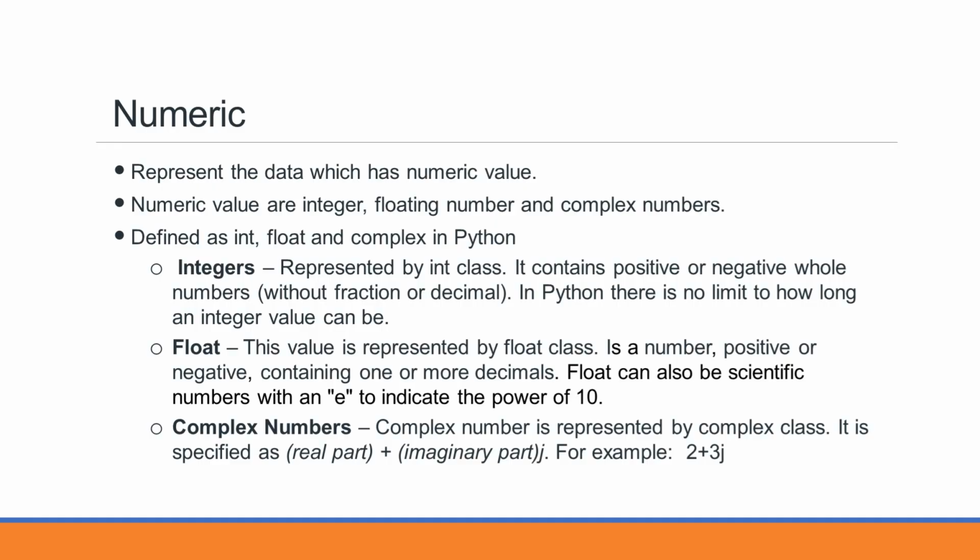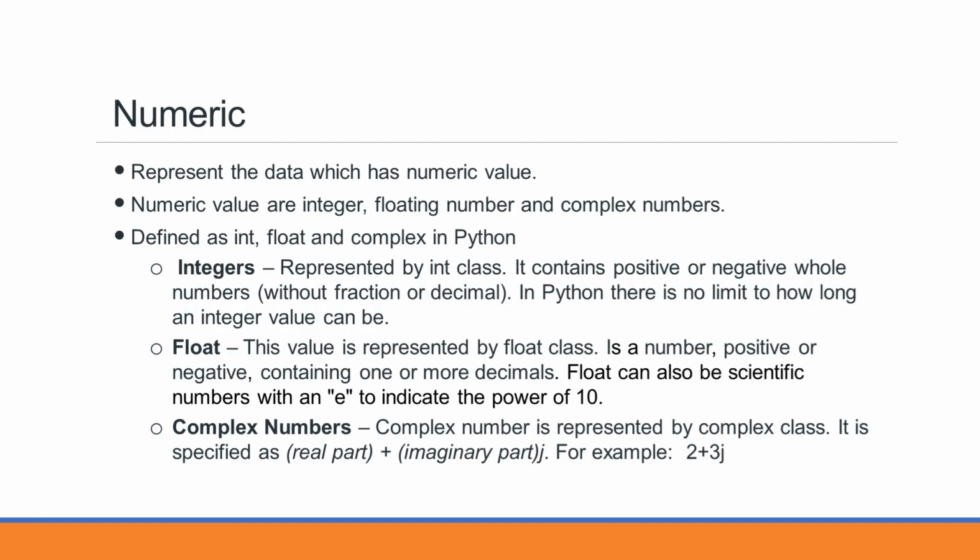The second type is float, where data with decimal places, or with a fractional part, can be stored. In float, when the data is too big or too small, it will also be represented in exponential form.